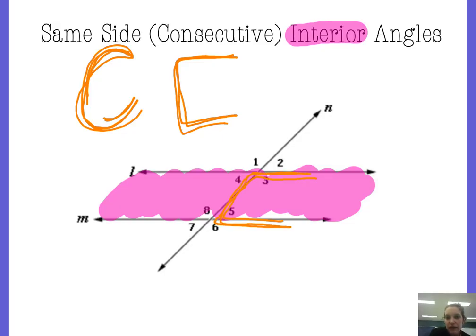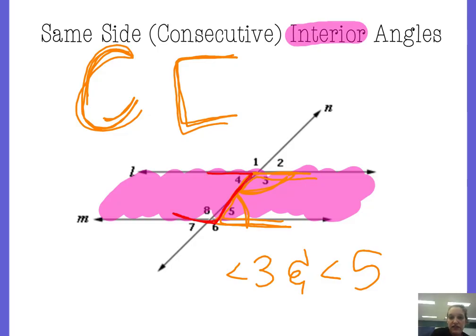Look for the C. Angle 3 and angle 5 are both on the same side of the transversal. They're both on the right side of the transversal, and they're both interior angles. So angle 3 and angle 5 are same side interior angles. And another pair, it's just the C, but it's just backwards, same side C. Angle 4 and angle 8 are also same side interior angles. So I have two pairs of same side interior angles, 3 and 5 and 4 and 8. They have to be inside those two lines, and they have to be on the same side of the transversal.